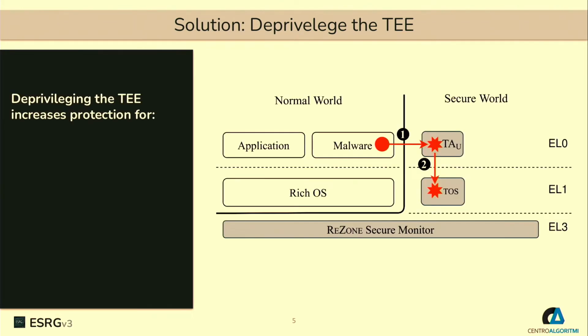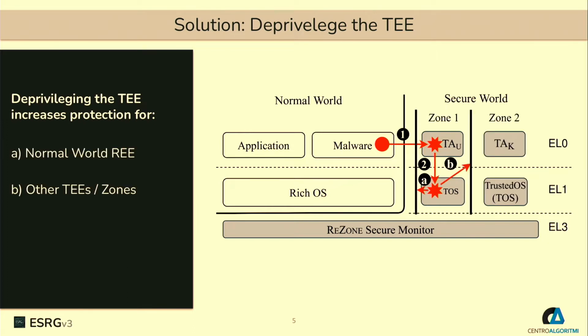Our goal is to fix this excessive level of privilege, and we intend to do this by deprivileging the trusted OS. By deprivileging the trusted OS, we can increase protection for the normal world. We can extend the secure world to host multiple trusted OSes and trusted applications, offering better protection for trusted applications. And we can protect the secure monitor. And of course, we can extend these properties to all zones that we instantiate.